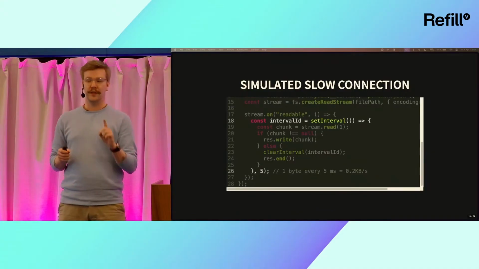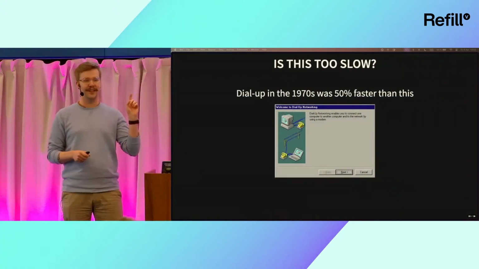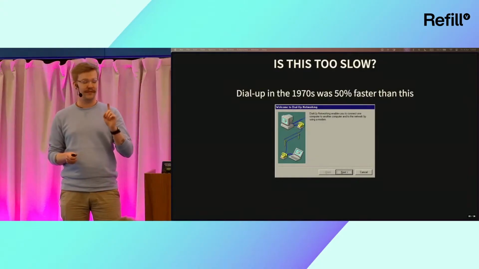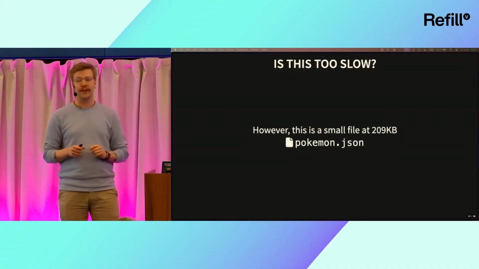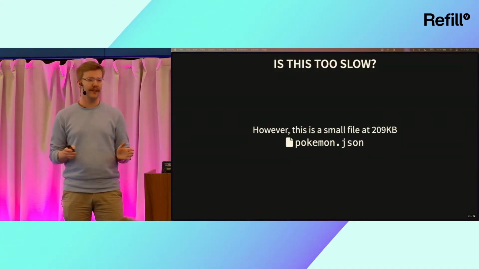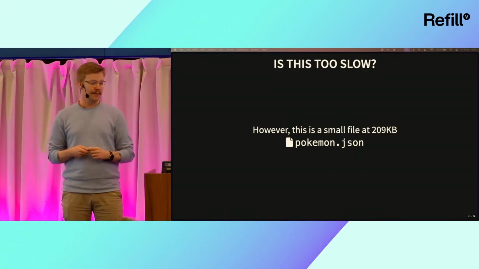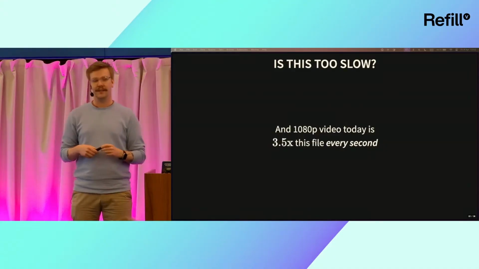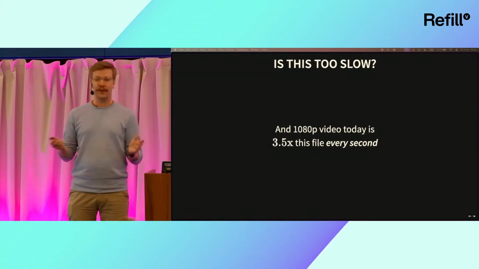We're going to read 1 byte and do that every 5 milliseconds, which is a speed of 0.2 kilobytes per second. So dial-up in the 1970s was about 50% faster than this. But we are reading a relatively small file. If you had a bundle size of 200 kilobytes, you would probably be reasonably happy, right? And 1080p video today is 3.5 times this file every second. So we are sending a lot of data.